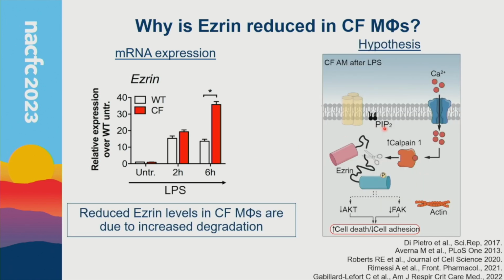Based on the literature survey, we found that in CF PBMCs, increased calcium levels were observed. Due to this increased calcium level, it might activate a calcium-dependent cysteine protease called calpain-1. Due to this activation of calpain-1, it might degrade the activated ezrin and might impair the downstream signaling pathways involved in cell death and cell adhesion.